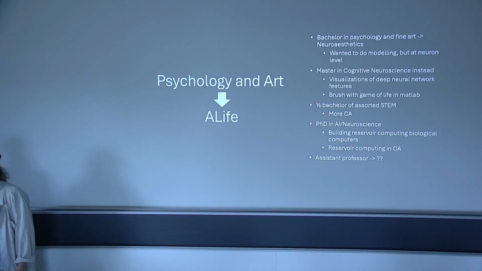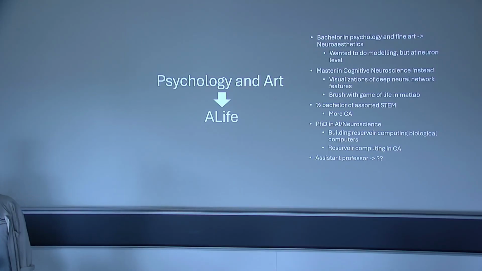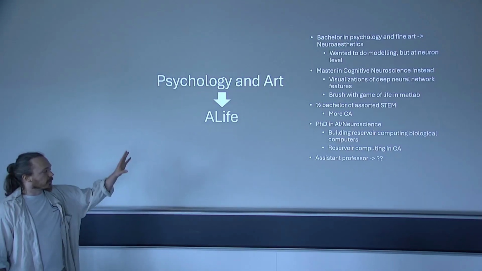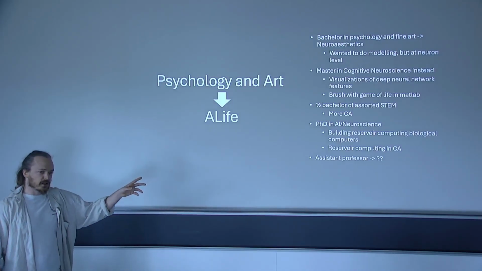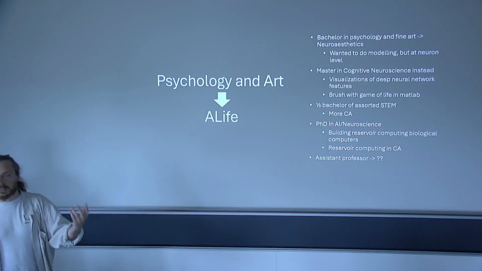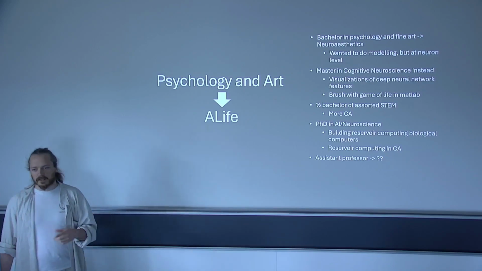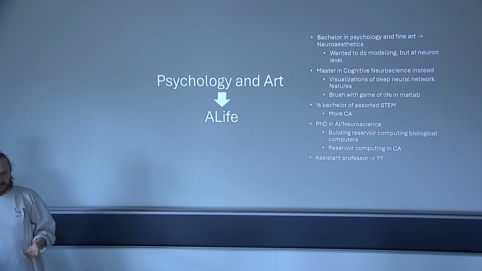It's been a bit of a convoluted path because I actually started in psychology and fine arts. My bachelor's was 50-50 psychology and fine arts. So I worked on something called neuroaesthetics, which is the neuroscience and psychology of aesthetic feelings. But I also got this idea that I wanted to do modeling. I wanted to make stuff already at the bachelor.